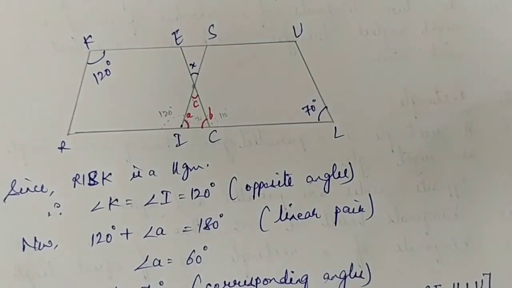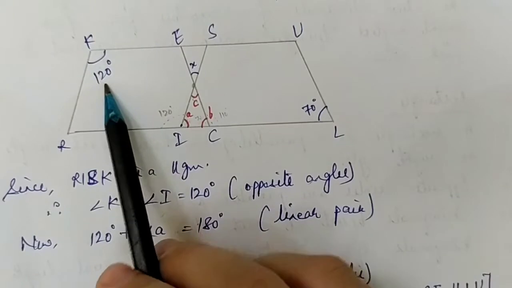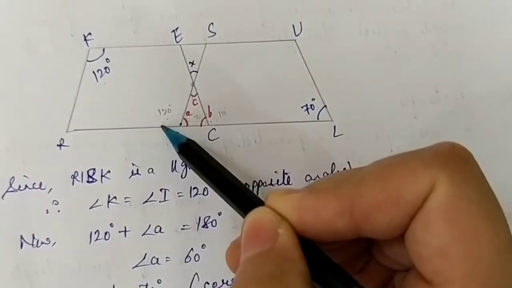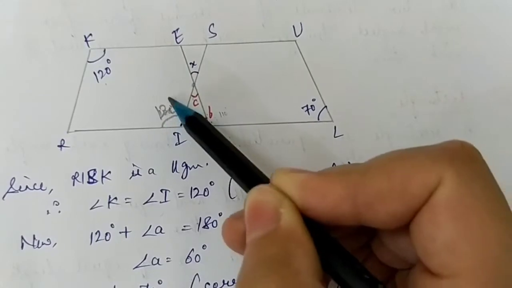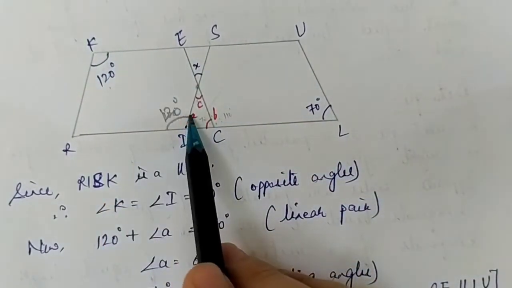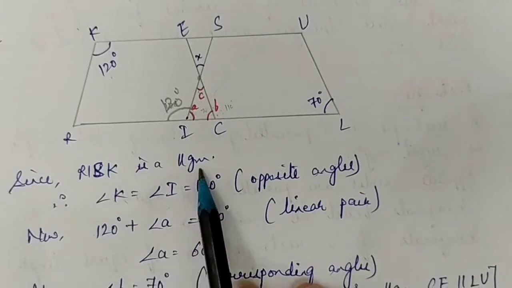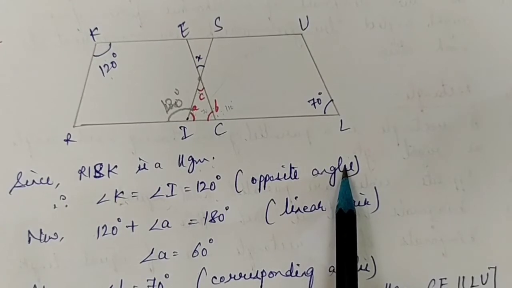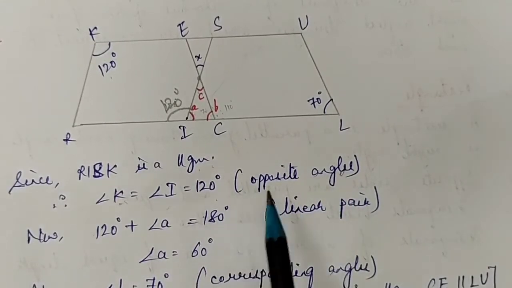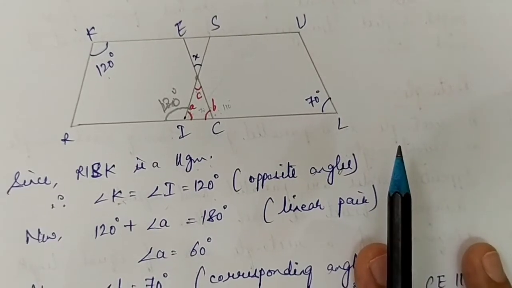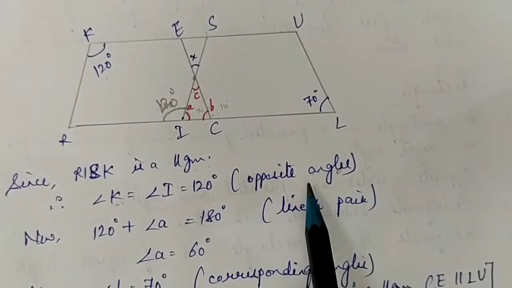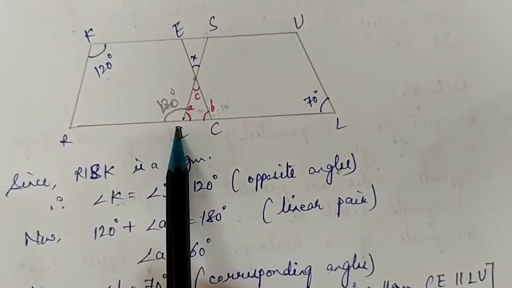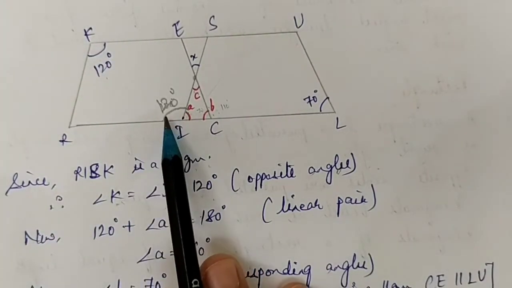So here you can see that K is 120 degrees and this I is equal to 120 degrees because it is a parallelogram and it is the opposite angle of the parallelogram. So we will write that RISK is a parallelogram, angle K is equal to angle I is equal to 120 degrees. And you must mention the property in the exams and in your notes everywhere, the property that you are using while solving the question. So I have used opposite angles of a parallelogram. So here the 120 degrees is done.